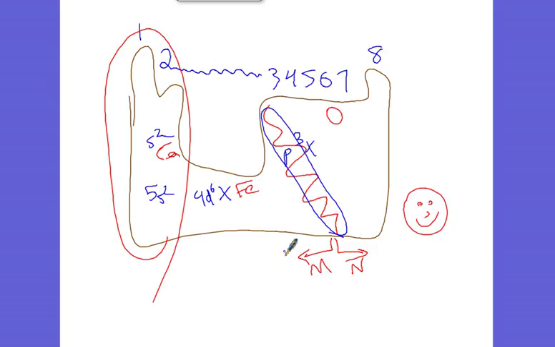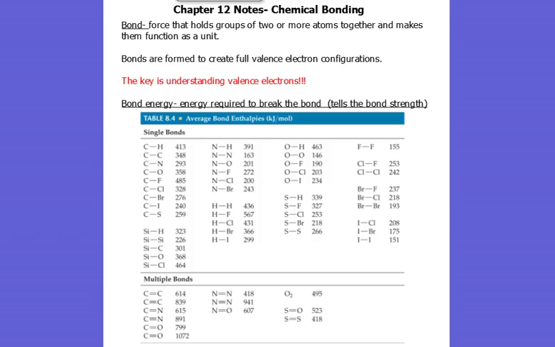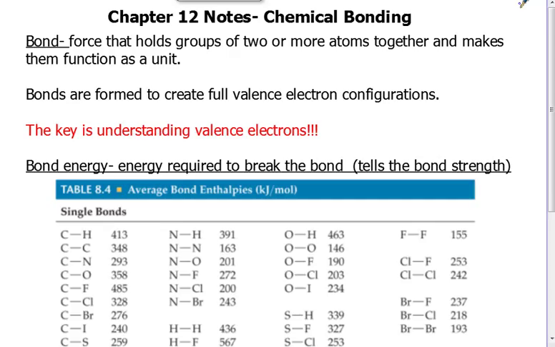Aluminum conducts heat really well, not so much with electricity. All right. So, we're talking about bonding here in this chapter. And bonding is what holds us together.